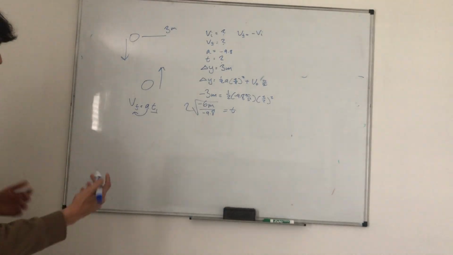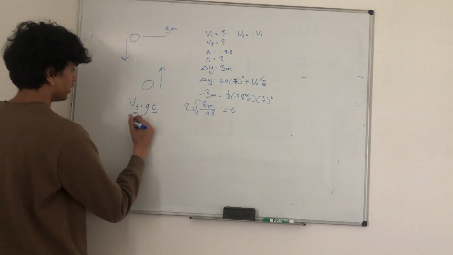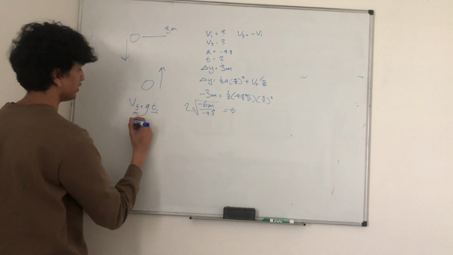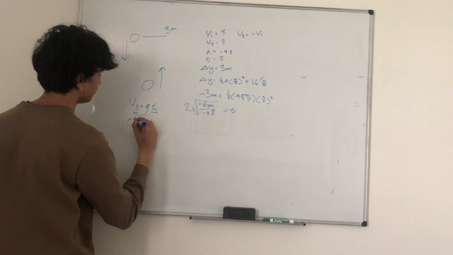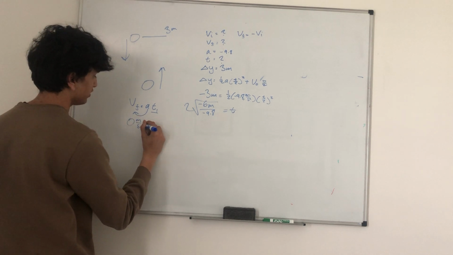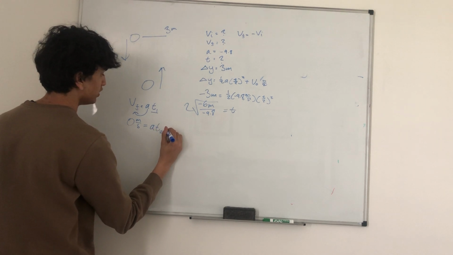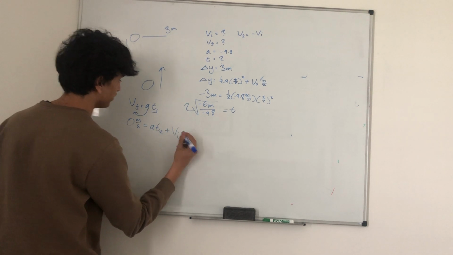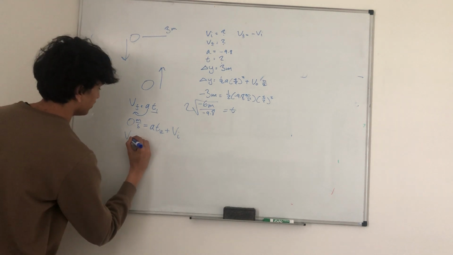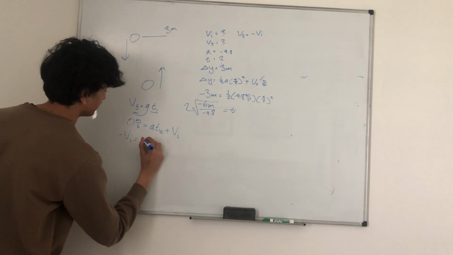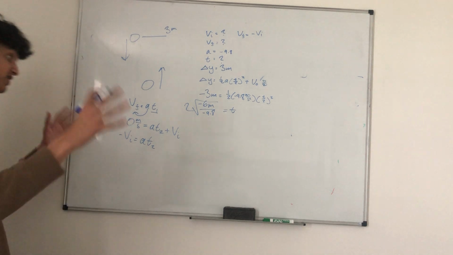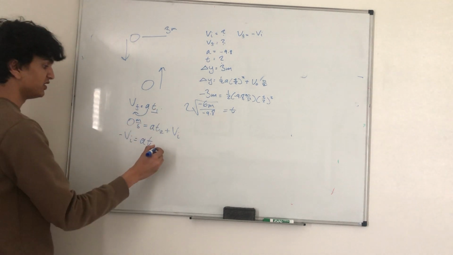Now, let's think about V initial. From here to the top, the final velocity is 0 meters per second, and then you're going to have acceleration times t2 plus v initial. So we get that negative v initial is equal to acceleration times time 2. Here's the key. T1 and T2 are the same.